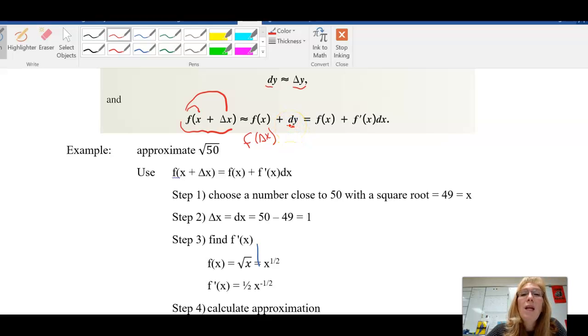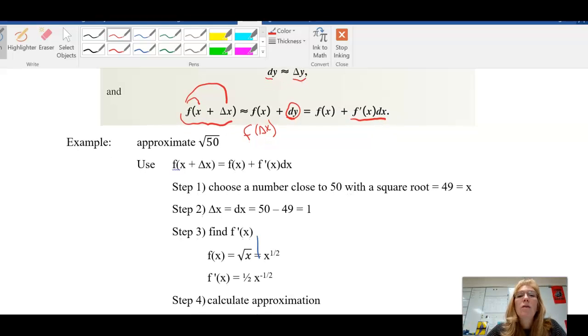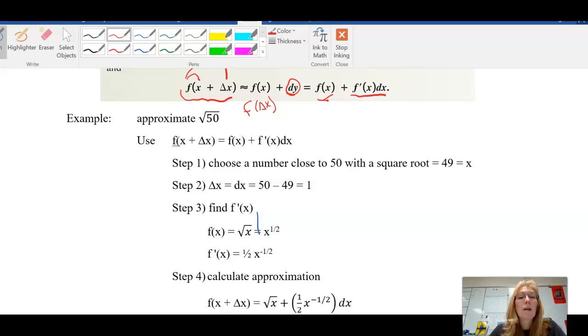Now we're just going to rewrite the change in y, because I know the change in y is the first derivative times dx. That's what we did above. Nothing too major, right? So that means I take my original function plus the derivative with respect to x times the change in x.